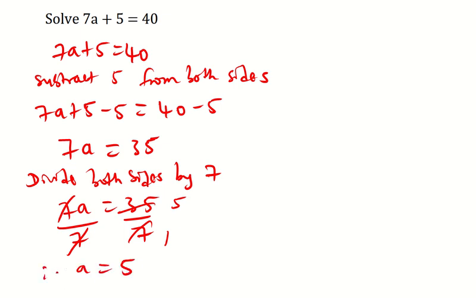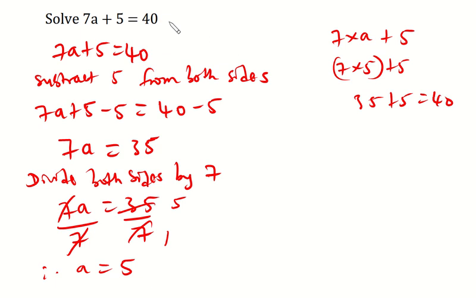I can say, therefore, my A is equal to what? 5. You can also test that here. 7A means 7 times A. My A is what? 5. So 7 times 5. What's 7 times 5? That's 35. And 35 plus 5 is what? 40. So you see, it's the same thing as what I have here.